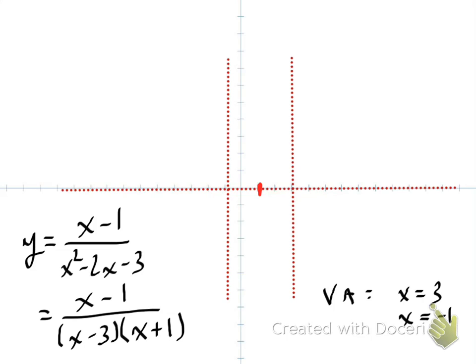The y-intercept of this graph I can find pretty easily just by letting x equal 0. If I put a 0 in there for x in the original function, I'm going to have negative 1 over negative 3, which is positive 1/3. So I'll mark that off right about there. Let me try that one more time. There we go. So there's my x and y intercepts.